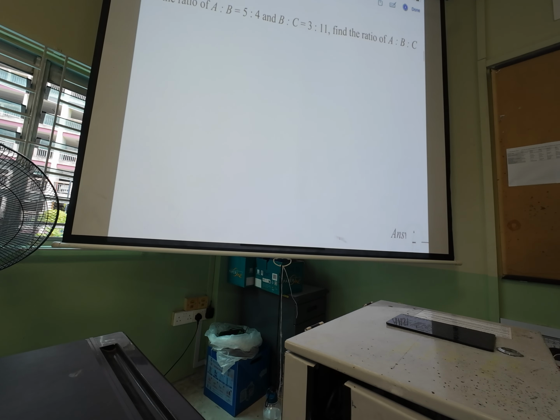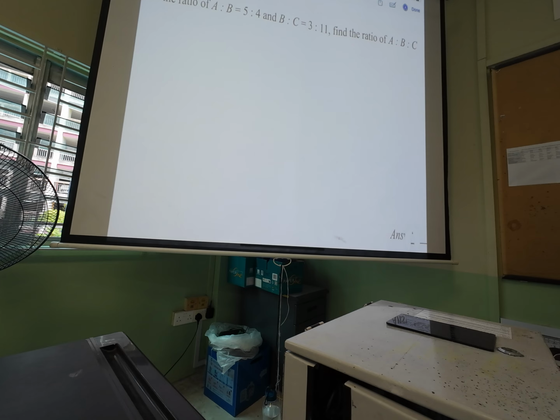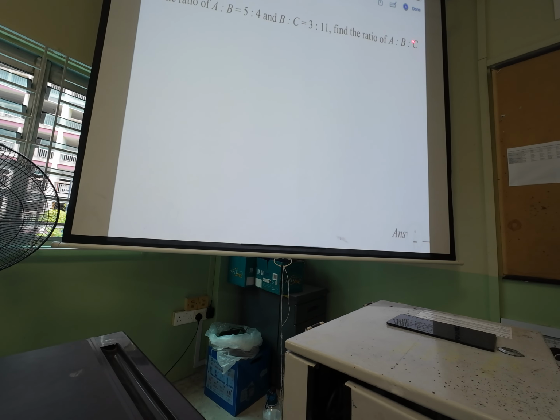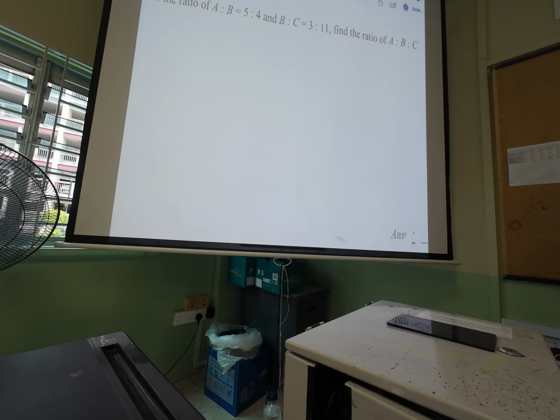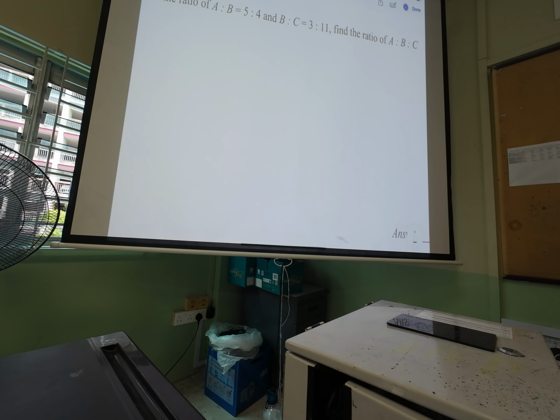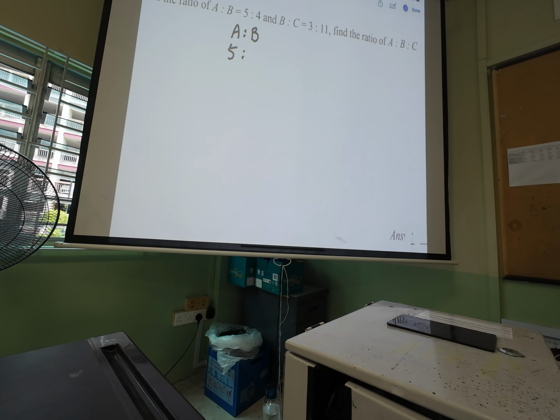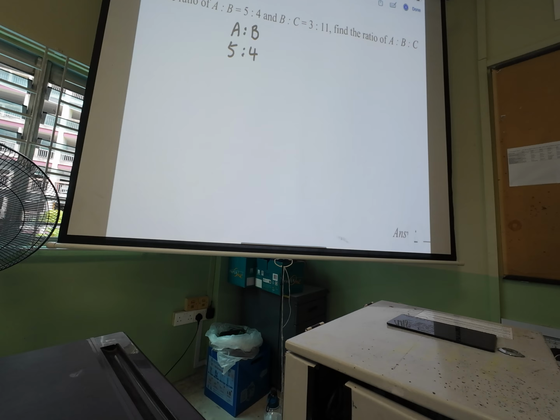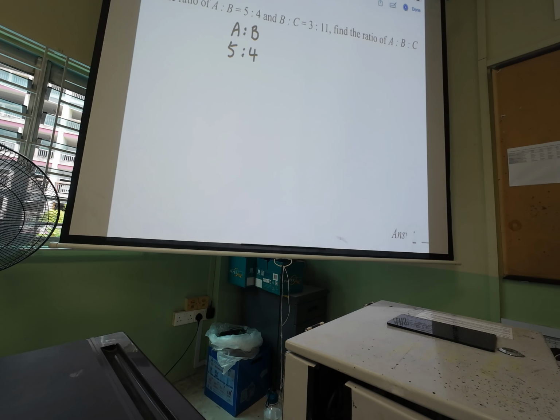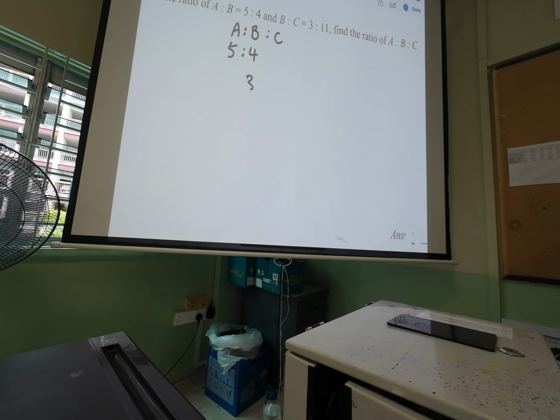You are given ratio of A:B and ratio of B:C separately, then you are going to combine them together. This is what the question wants you to do. Okay, so knowing that already, the working we have gone through before, I will write A is to B is 5:4. Okay, I can write them together straight away. B is to C is 3:11.